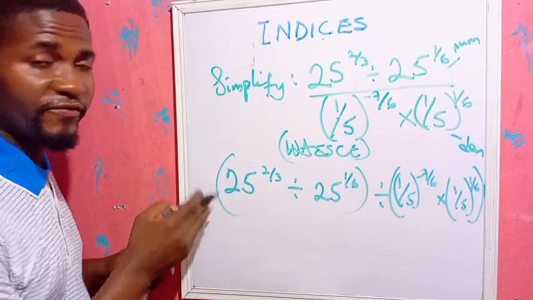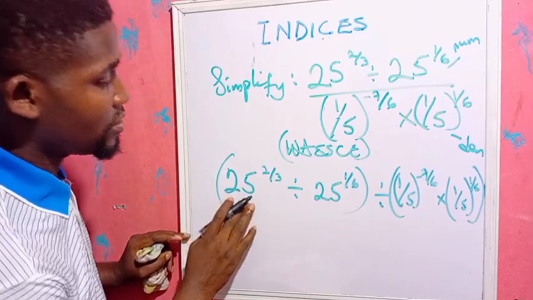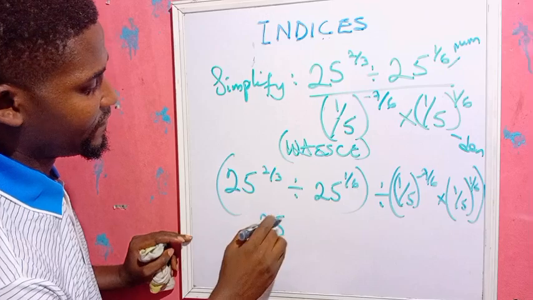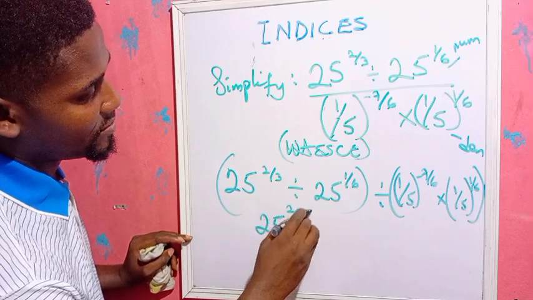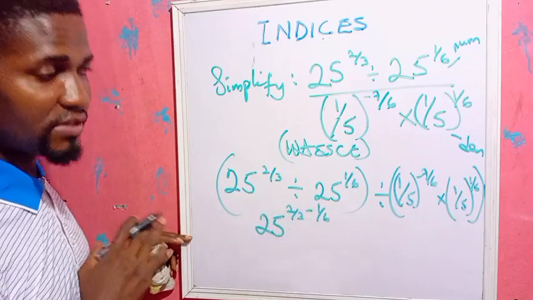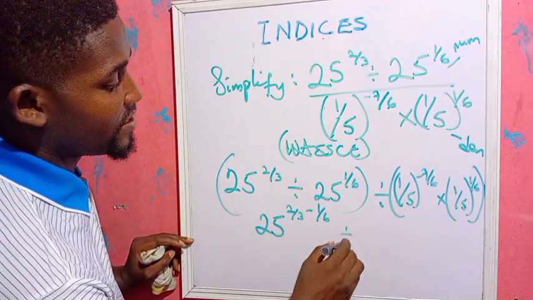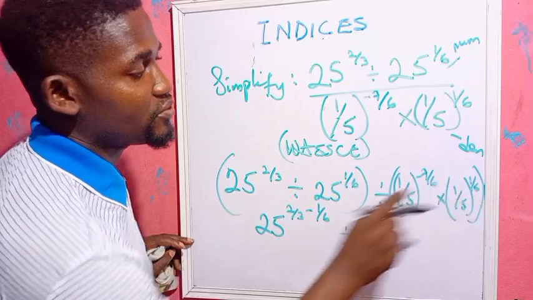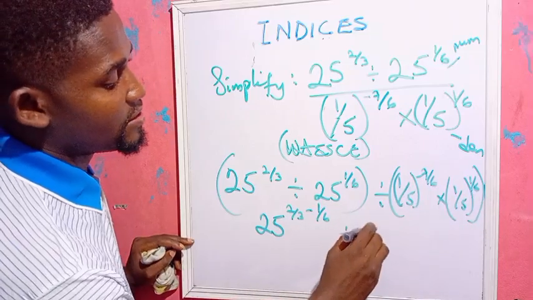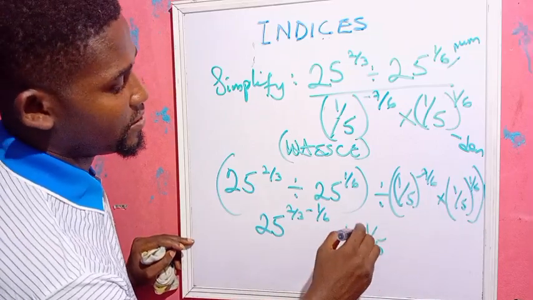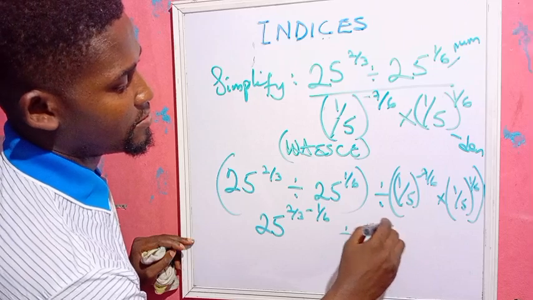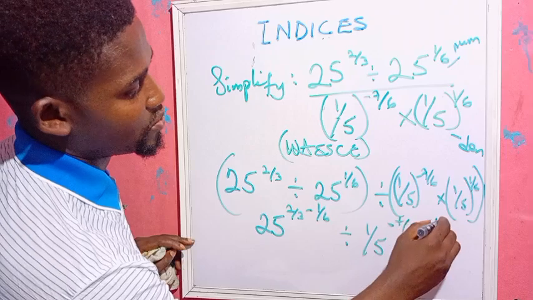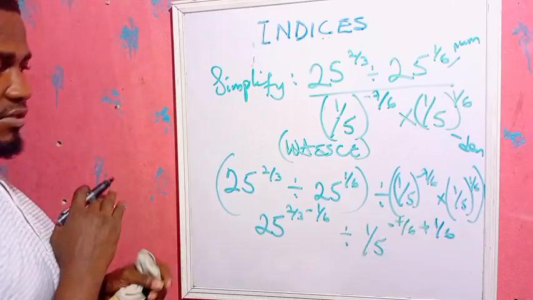Now let's treat this. From the laws of indices, we have two root numbers that are the same, so we just pick one: 25. We now subtract minus 1 over 6. Can you see that? Divided by, from the laws of indices, we have the same numbers, so we add up the index numbers: 1 over 5 raised to the power minus 7 over 6 plus 1 over 6. Can you see that?